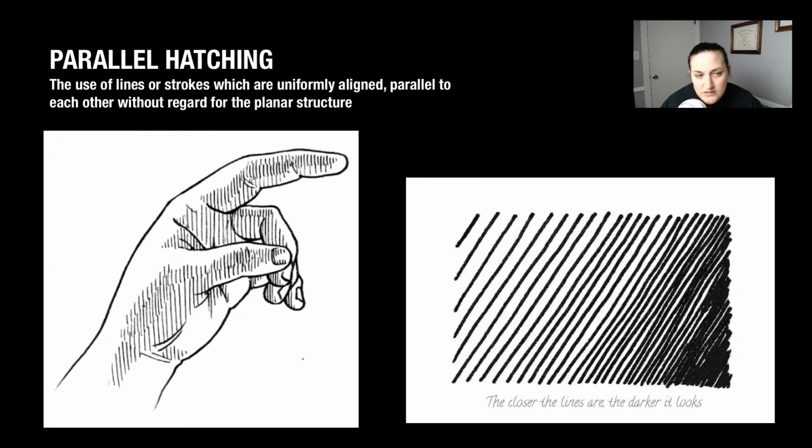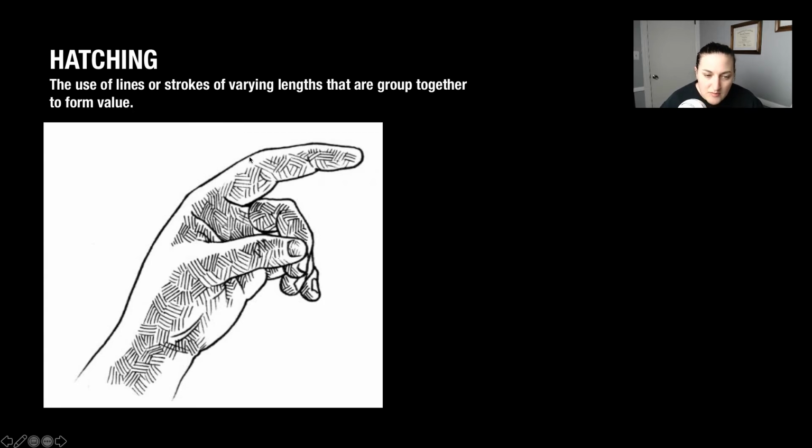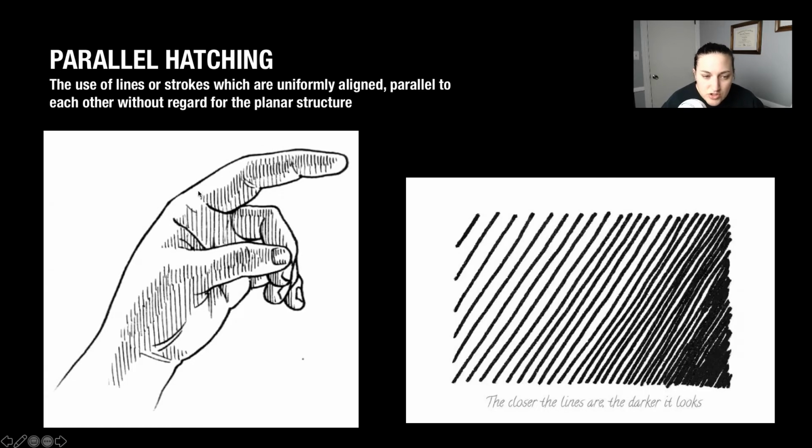Parallel hatching is the use of lines or strokes which are uniformly aligned, parallel to each other without regard for planar structure. So, parallel hatching is the same idea as hatching, but just being used in one direction, and we're not thinking necessarily about the way that the form is turning. The line instead is doing that, but with parallel hatching, we just use one direction of line next to each other.